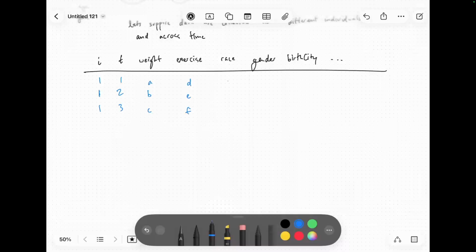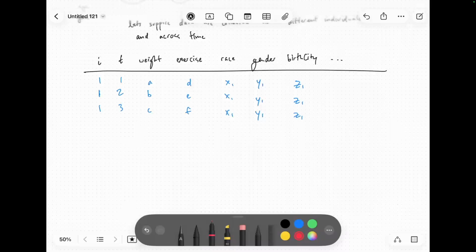No, right? So I'm going to put, let's say, x1, x1, x1. We're going to assume the gender stays constant as well. So here we're going to have y1, y1, y1. The birth city stays the same, z1, z1, z1. Okay?